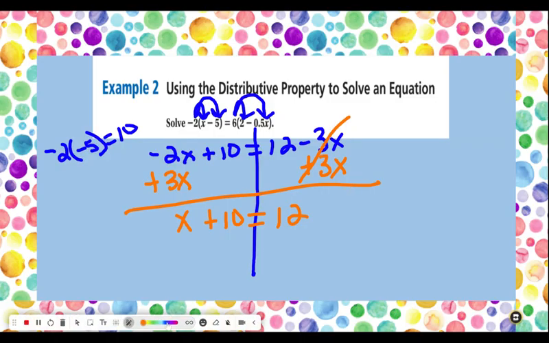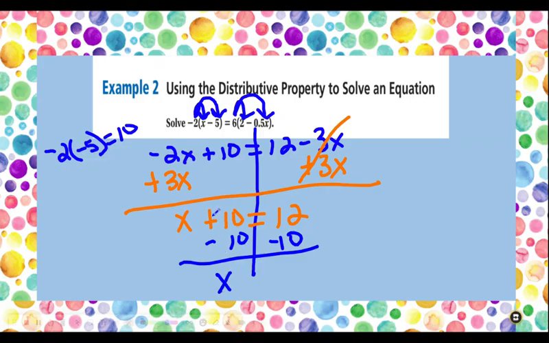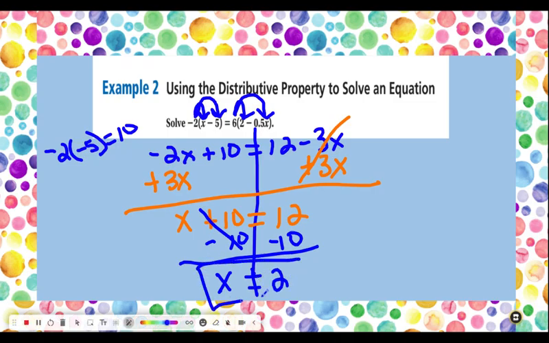So now, opposite of plus 10, minus 10, minus 10. So here I'm left with x because positive 10, negative 10 cancel out. 12 minus 10 equals 2. And remember, you could substitute in 2 to make sure it checks out.